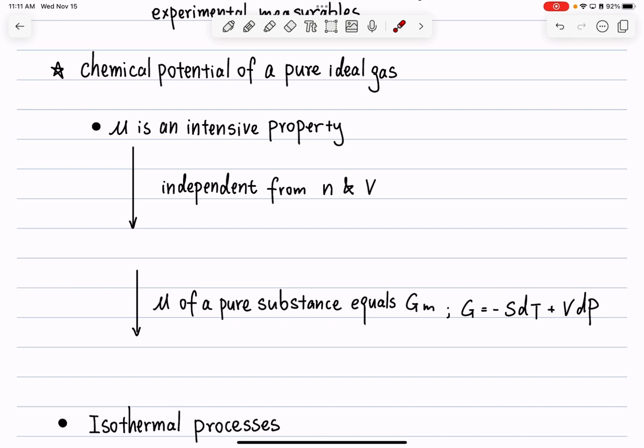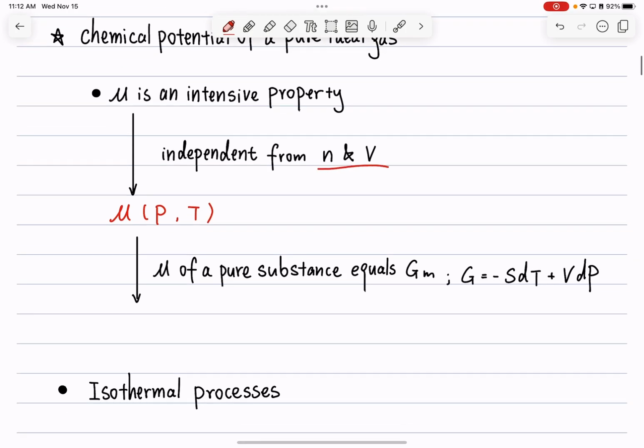So like temperature, your chemical potential is an intensive property. That means it is independent of any of the extensive properties, like number of moles or volume. In general, we can write our chemical potential, mu, as a function of pressure and temperature. Both of them are intensive properties. And again, the reason it's independent of N and V is that these are extensive properties.